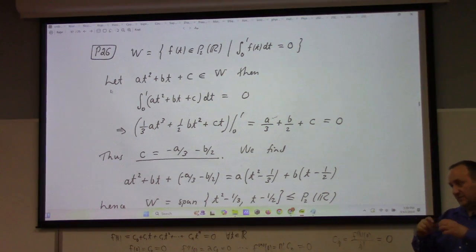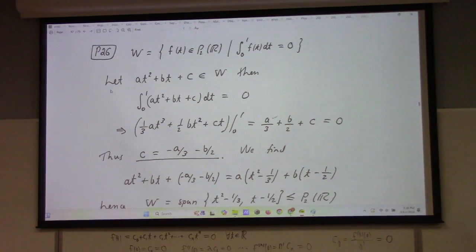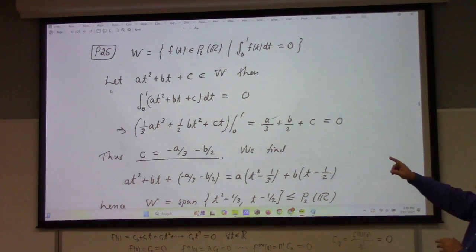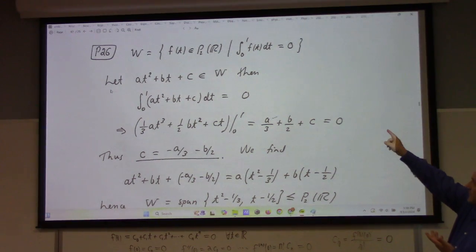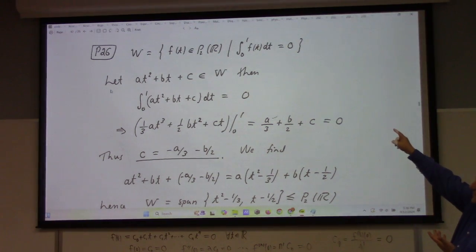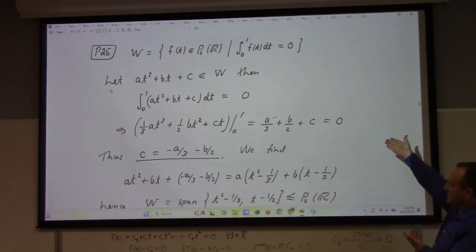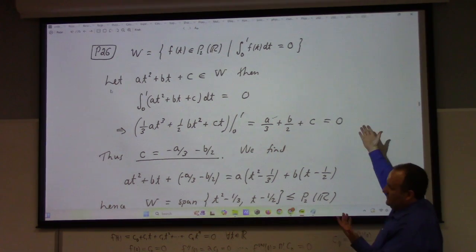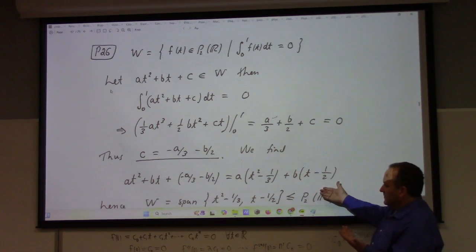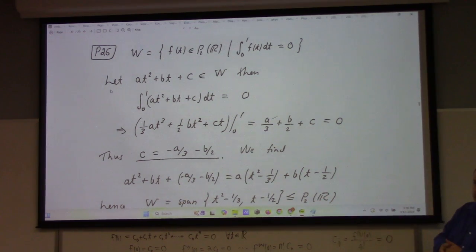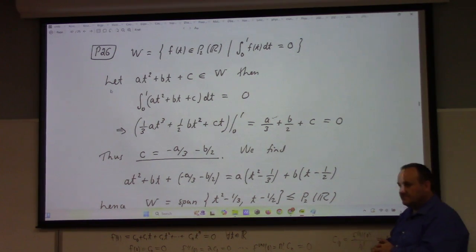Each one of those parameters will allow you to factor out, and whatever's next to it is going to be the basis. So it's a lot like the null space calculation from 221 if you think about it. But that's what I did here. I took an integral of an arbitrary element, at squared plus bt plus c. I set the integral equal to 0 because that's my definition of W. So that gives me this lovely equation here. And I solve for c. And that gives me this, which gives me that. Done. It's also clear that it's linearly independent because one's not a multiple of the other.